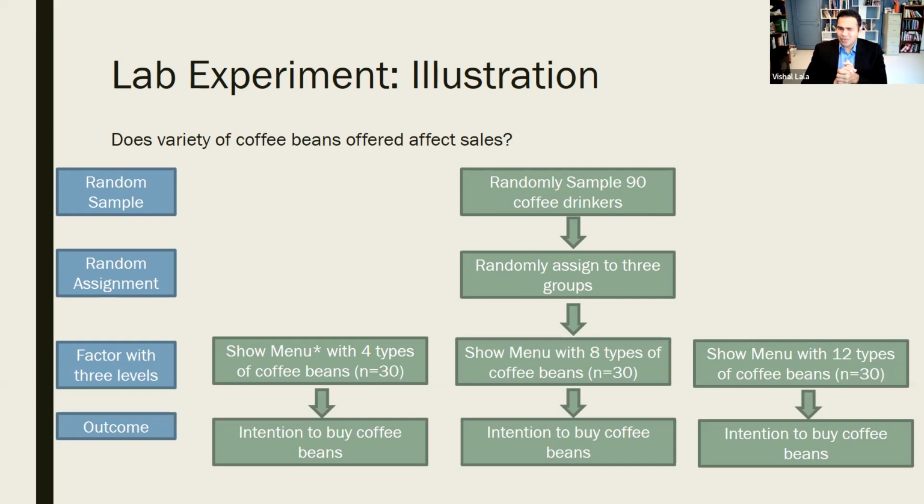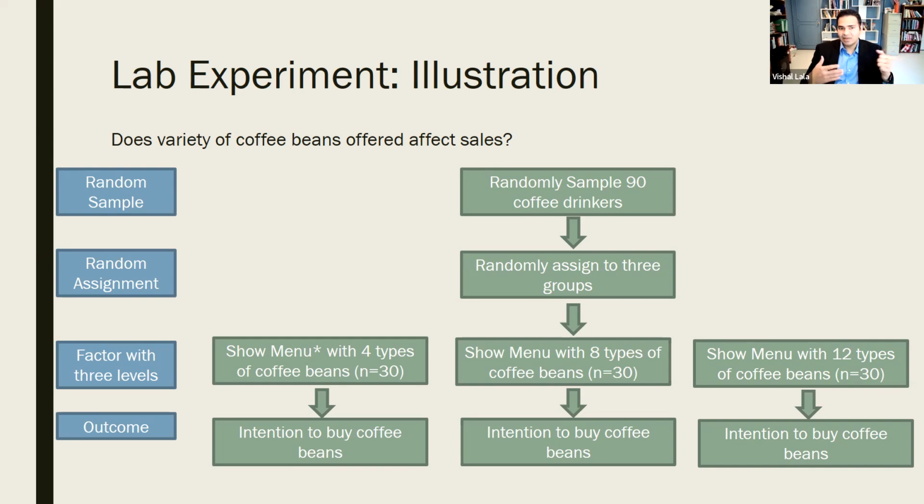Now, some would argue that this is kind of contrived, in that we showed a menu with 4 types of coffee beans to some people. We're expecting that to affect their intention to buy coffee beans. These are not real scenarios. I mean, people seeing coffee beans in a store to choose from in bags is different from looking at a menu alone. Actually buying coffee is different from expressing intention to buy on a 1 to 5 scale.